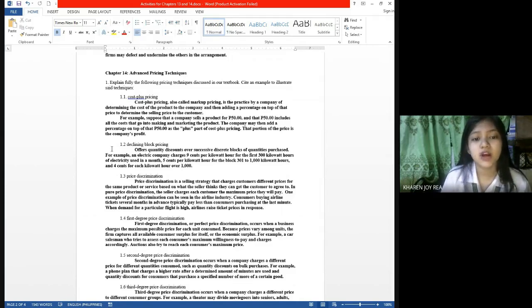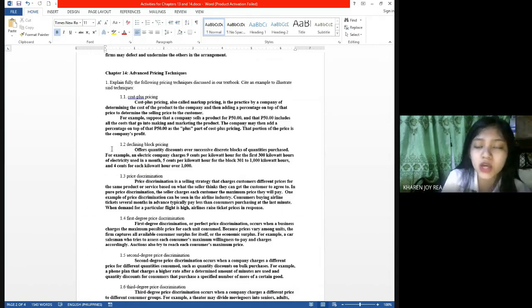It is the practice by a company of determining the cost of the product to the company and then adding a percentage on top of the price to determine the selling price to the customer. And this is the most common that companies use. For example, suppose that the company sells a product for 50 pesos, and that 50 pesos includes all the costs that go into making and marketing the product. Then the company may add a percentage on top of that 50 pesos as the plus part of cost plus pricing. That portion of the price is the company's profit.